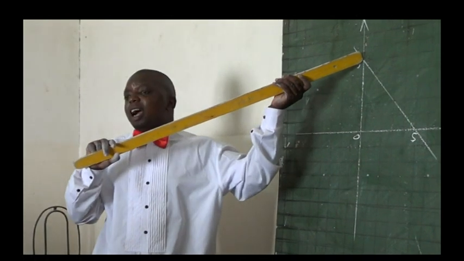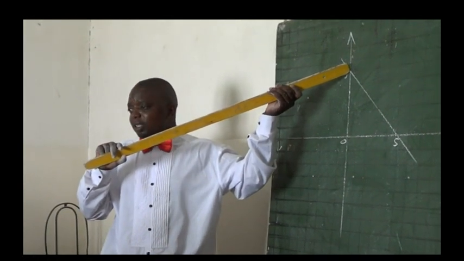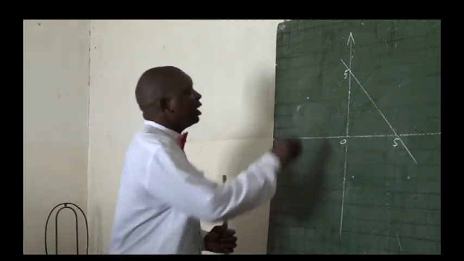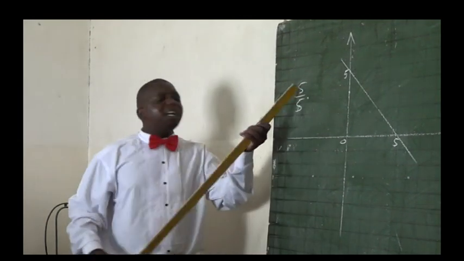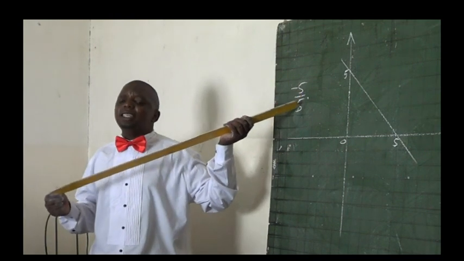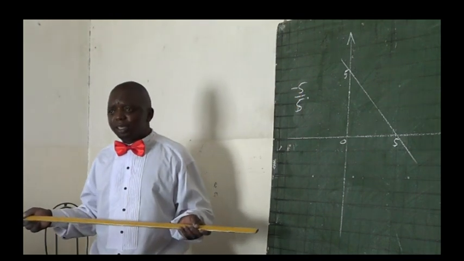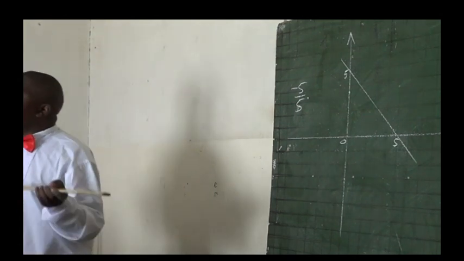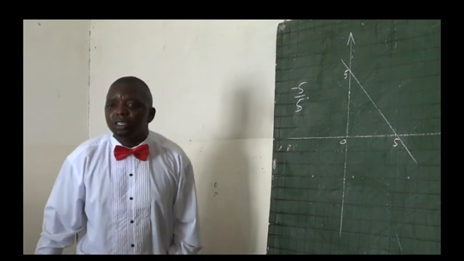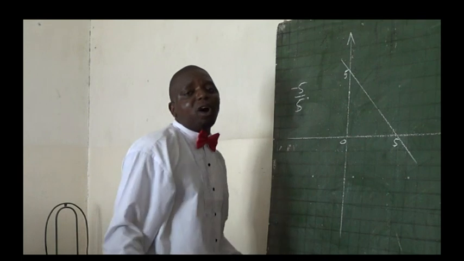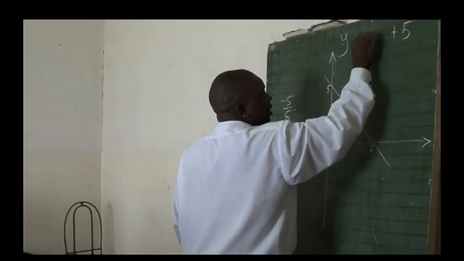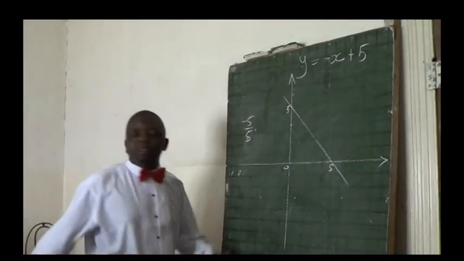What is the gradient? You count vertically, moving downwards, so it is minus 5 over 5 horizontally. But never give your gradient unsimplified. Your gradient must be in its simplest form, the lowest terms. -5 over 5 gives -1. So y is equal to -1 times x, which is minus x, plus 5.